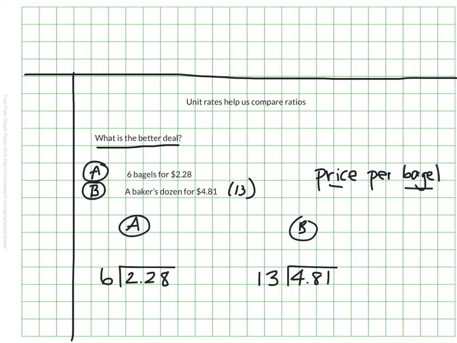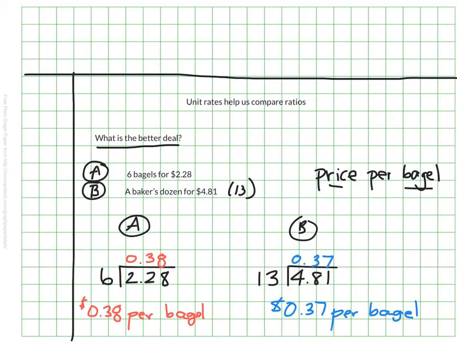If you take a moment to calculate this, you would find that our first price would be, I believe, 38 cents per bagel. And if you calculate the second option, you would find that it would be 37 cents per bagel. Not a huge difference, right? But when we get the price for one bagel, we can easily see which one is cheaper, right? And that, of course, is option B. So finding the unit rate helps us compare these ratios.